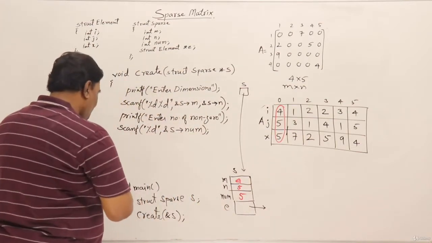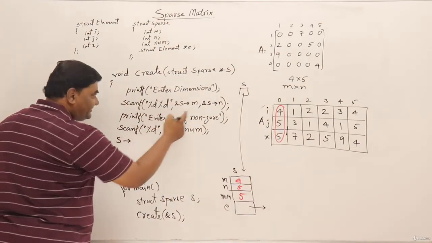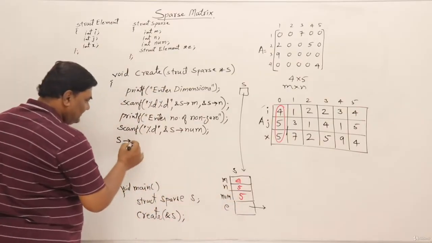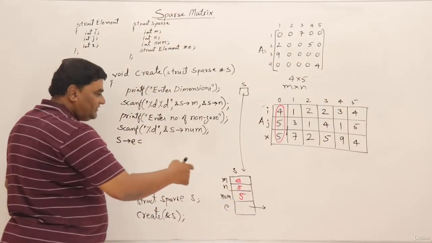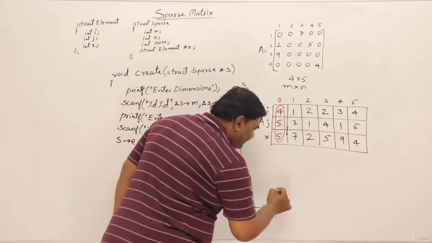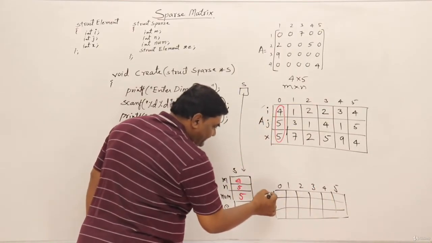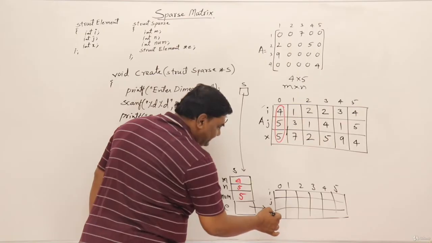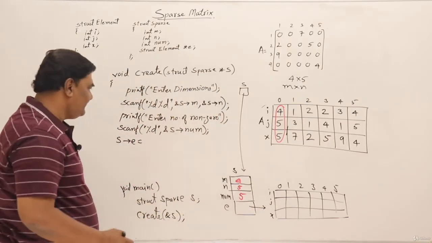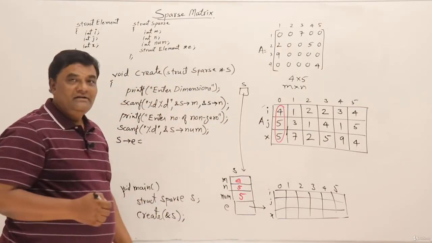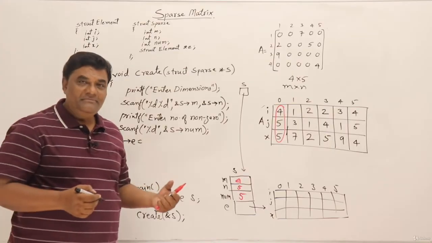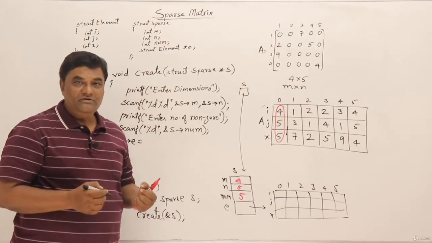So let us write the code: S caps e assign. I have to create an array of elements of size 5, and this is pointing there. So this is i and j and x. I should have an array of size 5. For creating that, we have to dynamically allocate the memory. For that we have to use the malloc function.